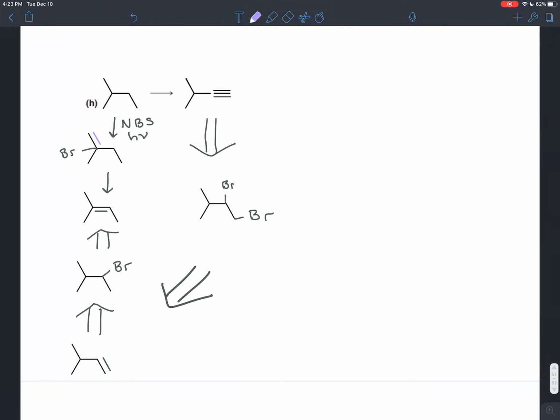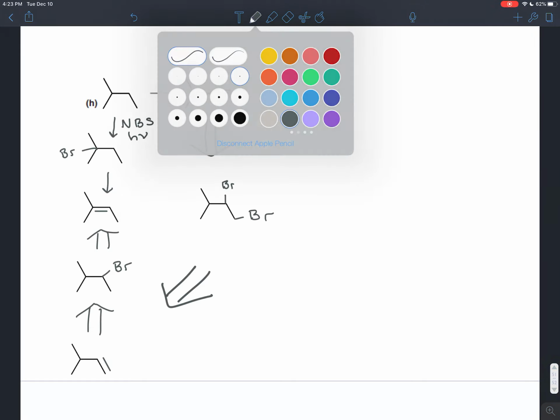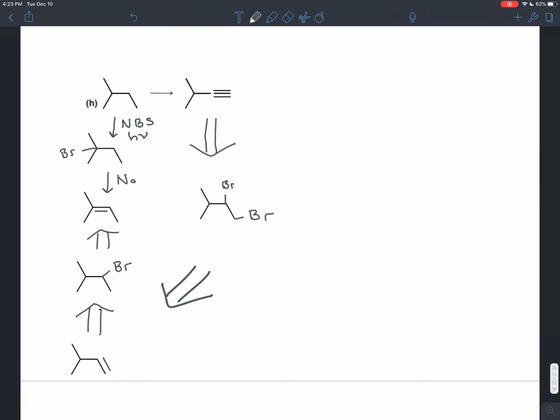Notice you could form an alkene to the top left, but that would be disubstituted, to the bottom left, but that would be disubstituted, or to the right, which is trisubstituted. That's the most substituted, that's the one we want to get. That's the Zaitsev product. To get the Zaitsev product, use a skinny base like sodium ethoxide.